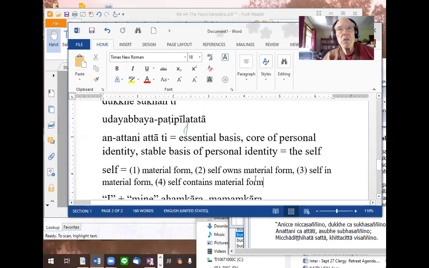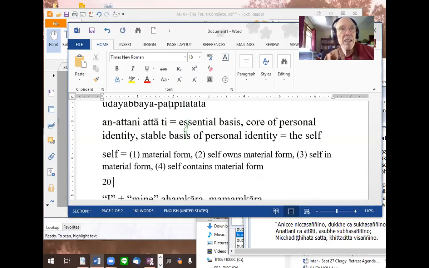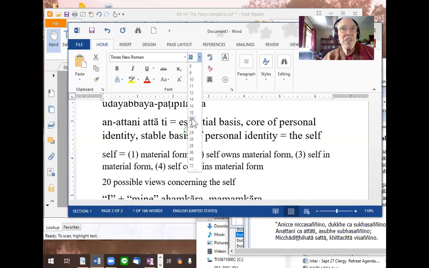So these 4 modes apply to each of the aggregates: feeling, perception, the volitional activities, consciousness. And so in this way, we get 20 possible views concerning the self. The technical term for this is Sakkaya Ditthi, the views of self.